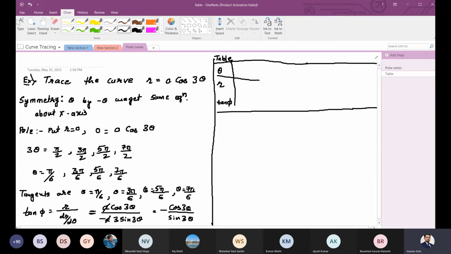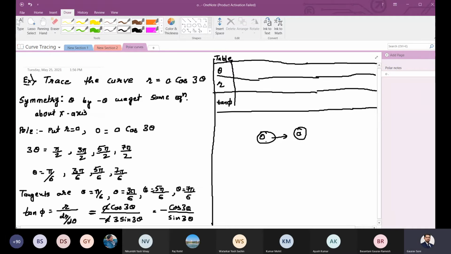What values I need to take in the table is like this. So the first value should be 0, the next value needs to be a. So the value of r should alternate between 0 and a. So if I put theta equal to 0, what is the value of r? A, right? What about tan phi? At theta equal to 0, this becomes infinity. Please check the calculations.